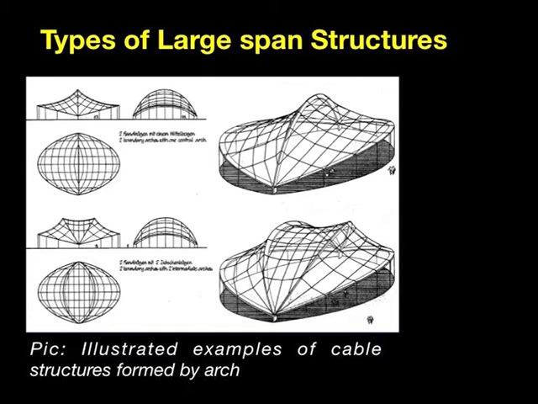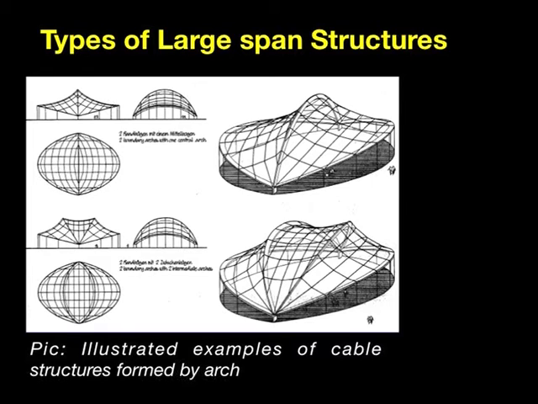This is another type of large span structure where the cable structures are formed by an arch. It starts out with simple arches like the ones here. Plan and section again. And you can move on to producing complex forms by arranging simple arched structures, from complex forms to more complex forms, covering larger and bigger areas. It can be used to span very large areas.